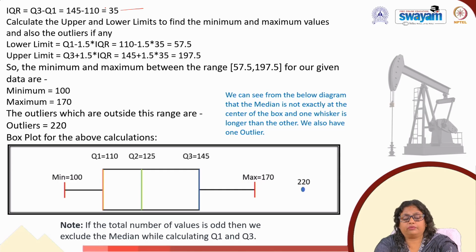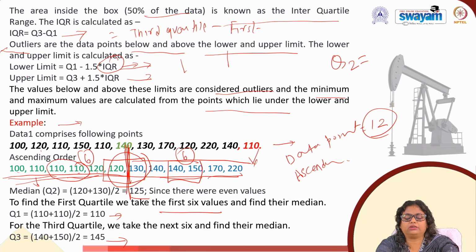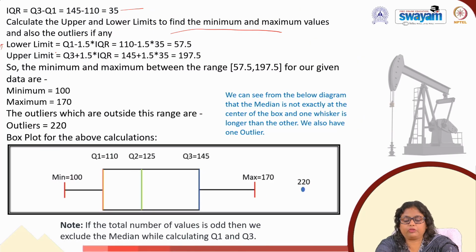So now we have calculated the first quartile, the third quartile and the median. The next calculation we require is the upper and lower limit, to find the minimum and maximum values and also to find the outlier. First we will find the lower limit. What is the formula for the lower limit? Lower limit is Q1 minus 1.5 times IQR. Using this formula, the value is 57.5. Next, the upper limit, and the value is 197.5.